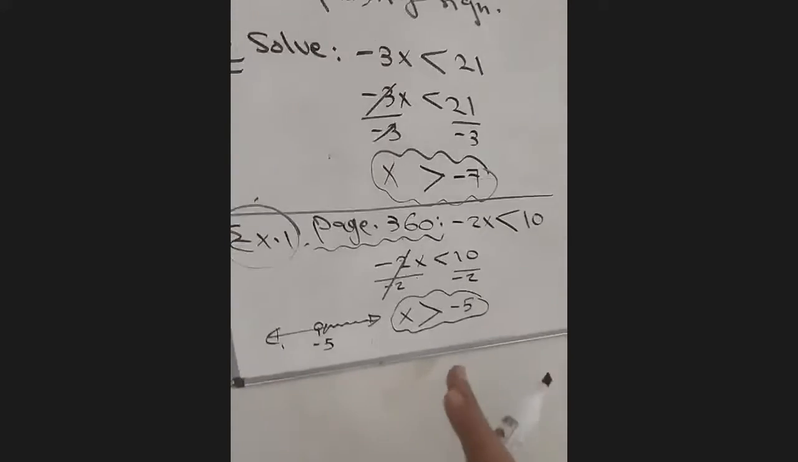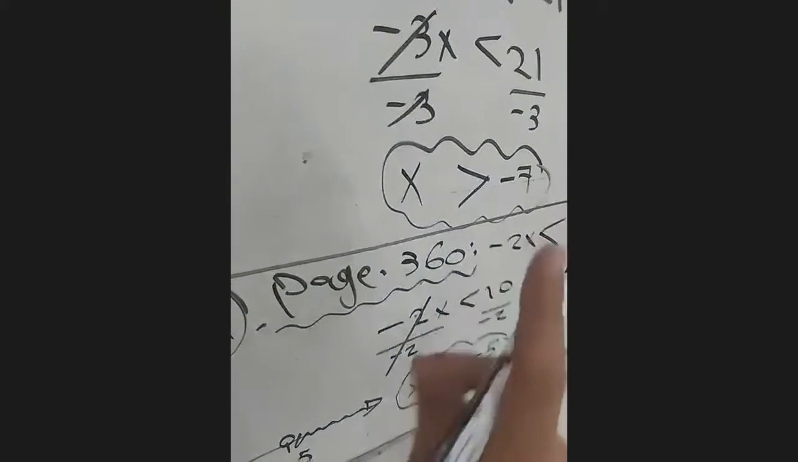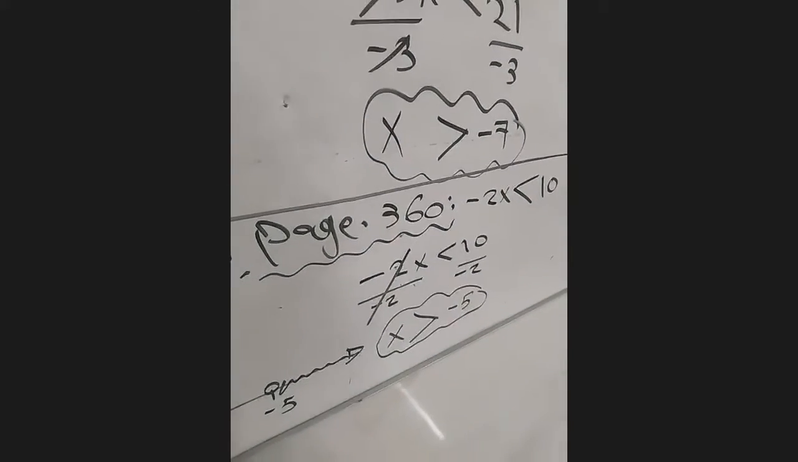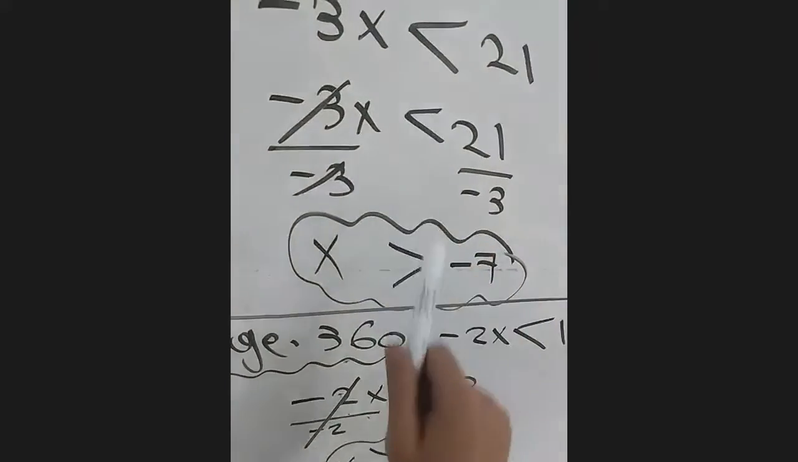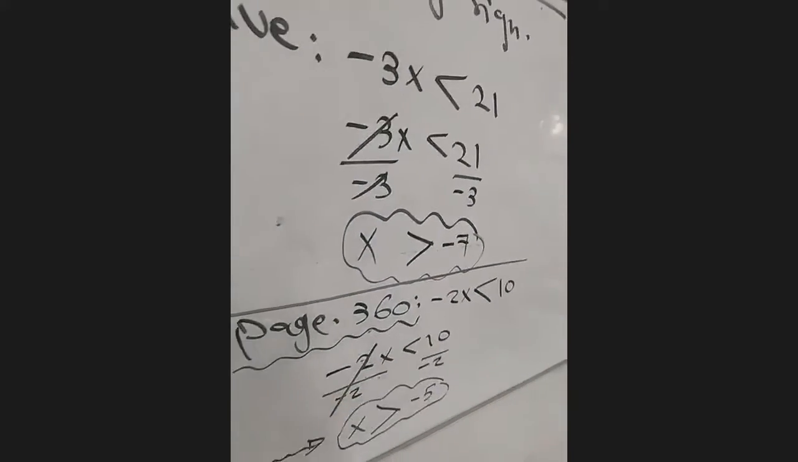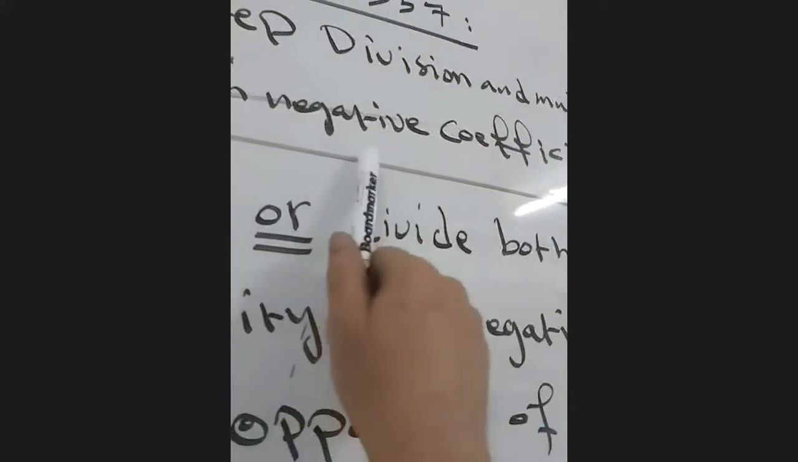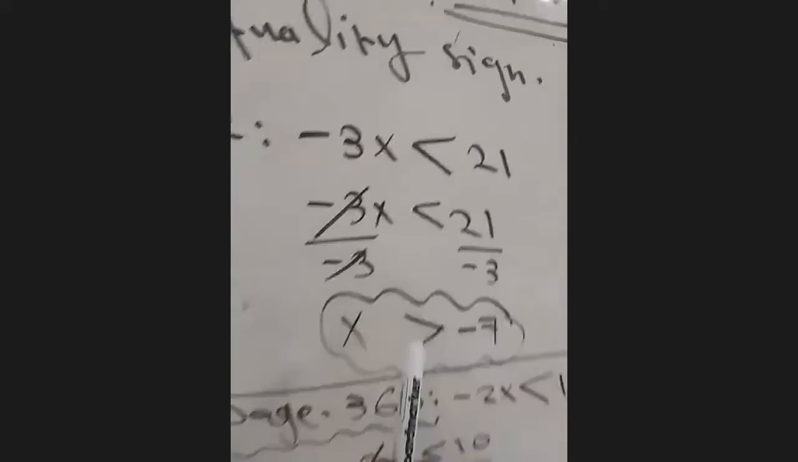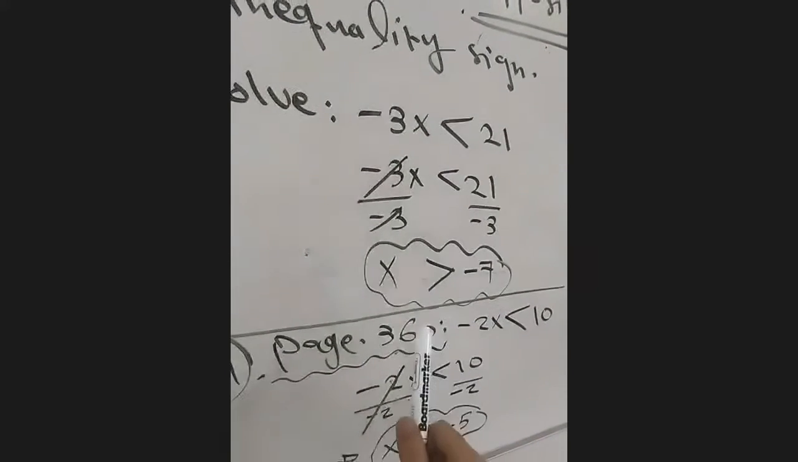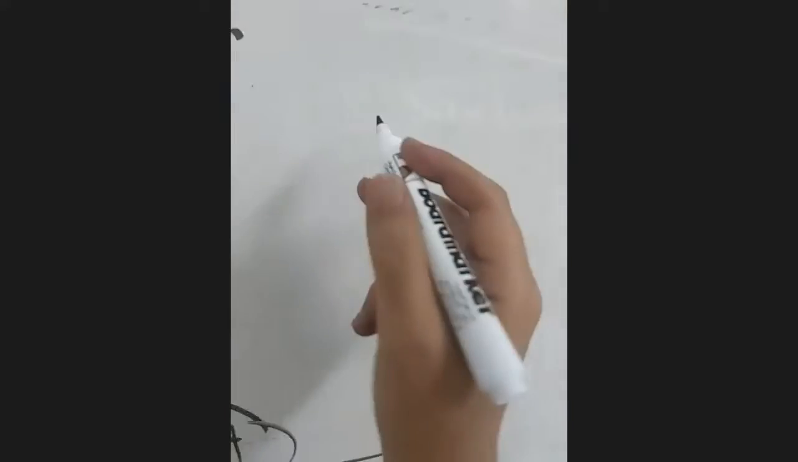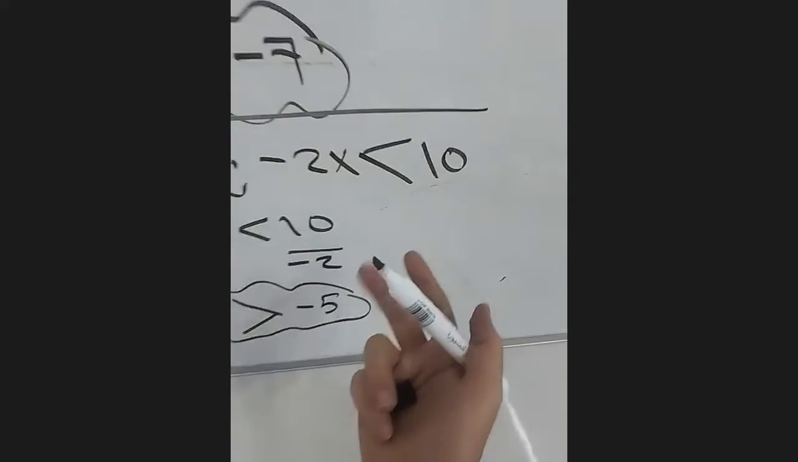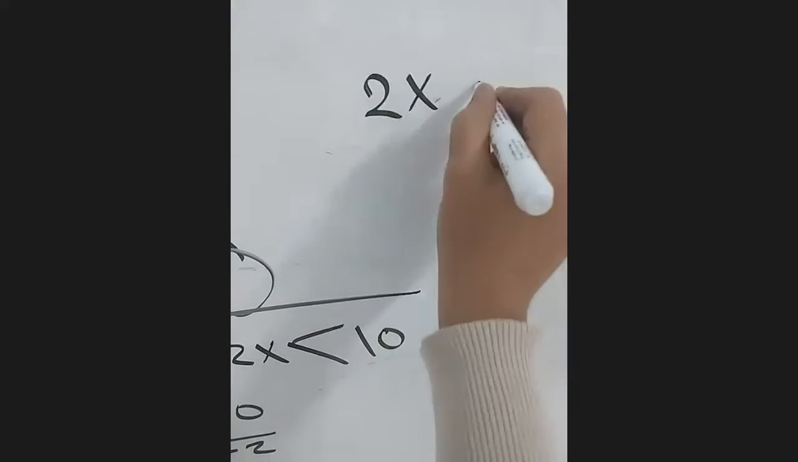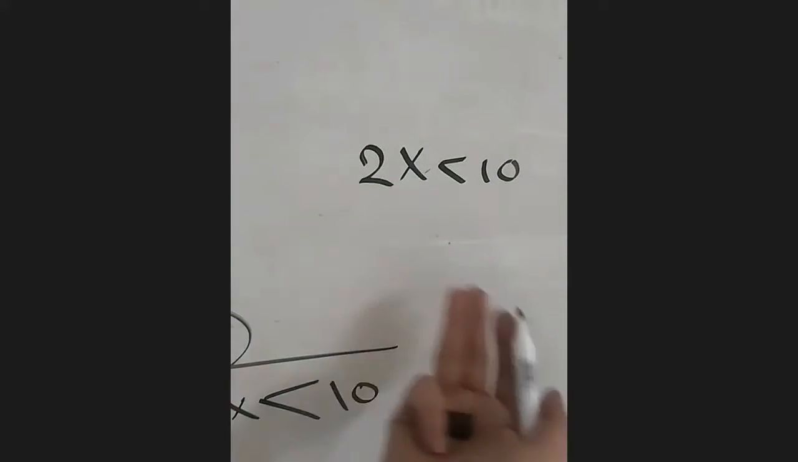Guys, be careful. Not always do we switch. Be careful of that. Not always do we do the opposite of the inequality sign. In the previous lesson, with positive coefficients, we did not switch. It stays the same. Let's remember, if this inequality is 2x less than 10, the 2 is positive.